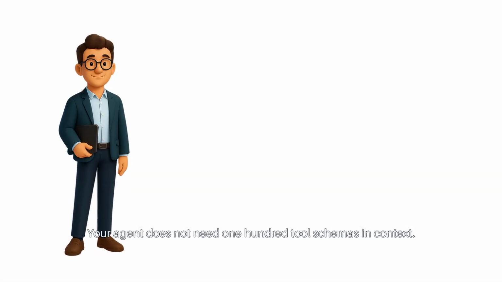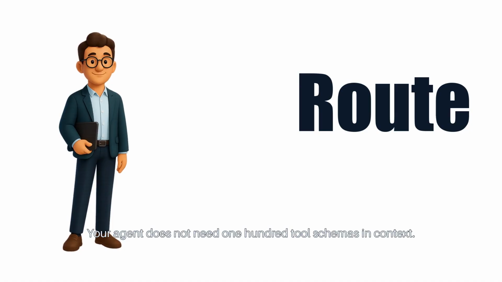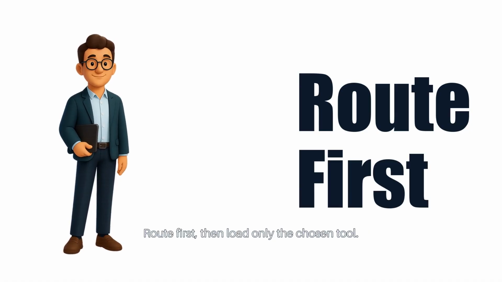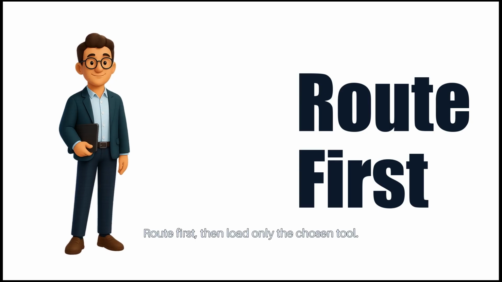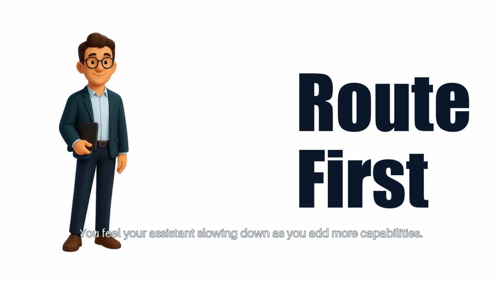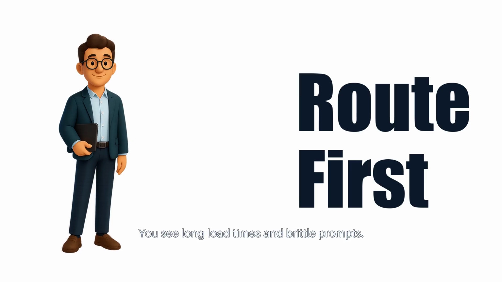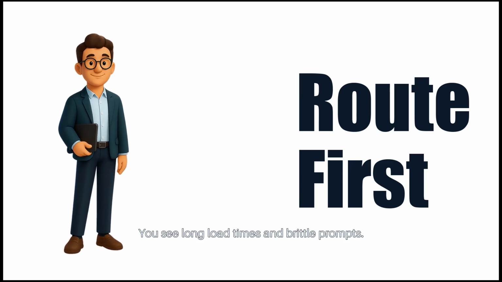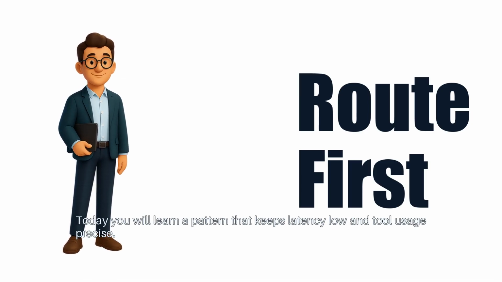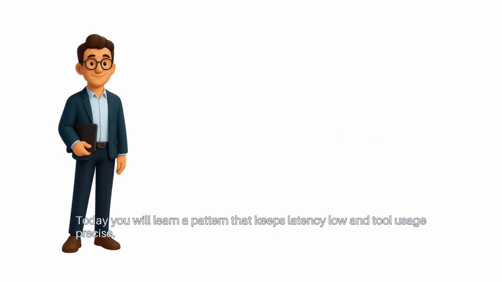Your agent does not need 100 tool schemas in context. Route first, then load only the chosen tool. You feel your assistant slowing down as you add more capabilities. You see long load times and brittle prompts. Today, you will learn a pattern that keeps latency low and tool usage precise.